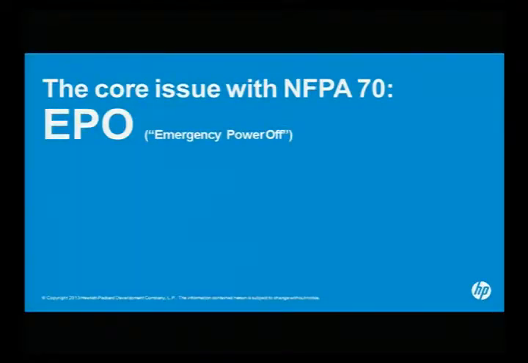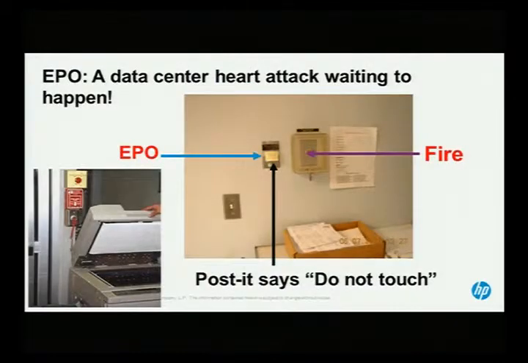The core issue with NFPA 75 is the EPO, the emergency power off. How many people in here can tell me how many times EPO actually occurs in the code book? It never discusses an EPO. It's called a disconnecting means. So EPO is a term that we've applied as an industry to it, but within the codes itself, it's called a disconnecting means, and there's some implications around that which we'll discuss very shortly. But an EPO, as the Uptime Institute frequently points out, is a heart attack waiting to happen.